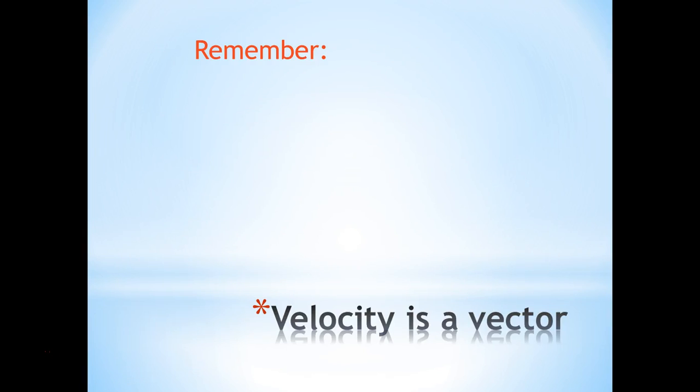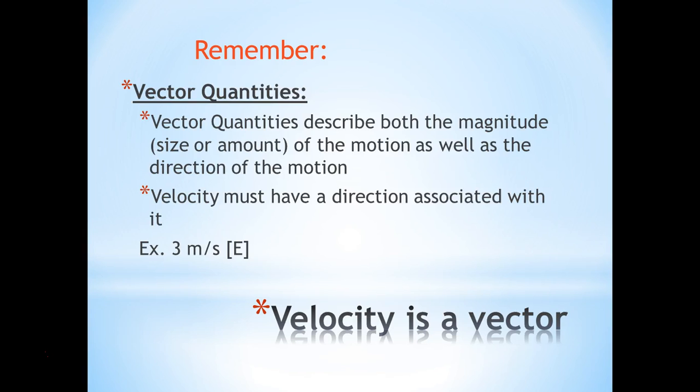Now remember when we talked about vectors and scalar quantities? When we talk about velocity, velocity is a vector quantity, which means we need both magnitude, the size of the motion, as well as the direction. Velocity has to have a direction involved. So the small v will have an arrow over it like we saw in displacement. An example of this would be 3 meters per second east.